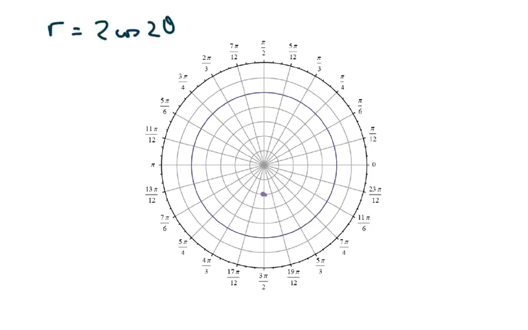And then pi over 3 is negative 1. So that's going to go here. Here's your 3. So that's going to go there. And then at pi over 4, it's at 0. And at pi over 6, it's at 1. And at 0, it's at 2 again. So basically, I'm going to connect these like this.